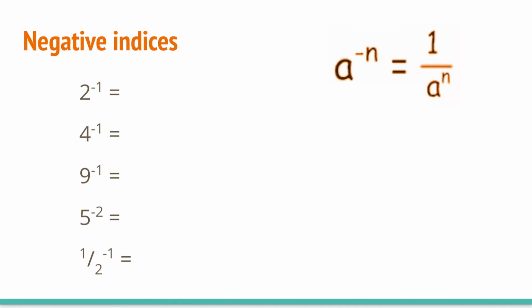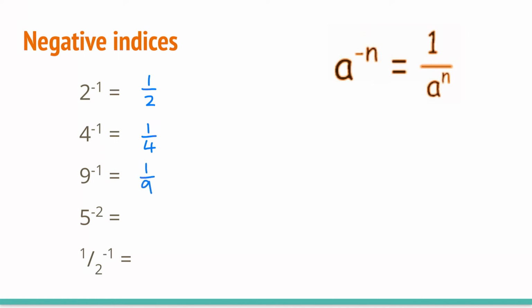If you have a negative indice, then the negative just makes it 1 over, or it flips it upside down. So for example, 2 to the power of minus 1, the minus makes it 1 over 2, and then that's to the power of 1, which just keeps it as 1/2. 4 to the minus 1 gives me 1 over 4 to the power of 1, so it's just 1/4.